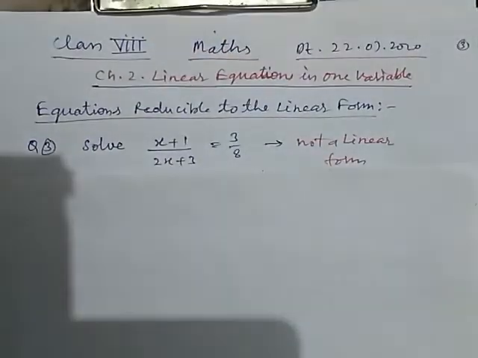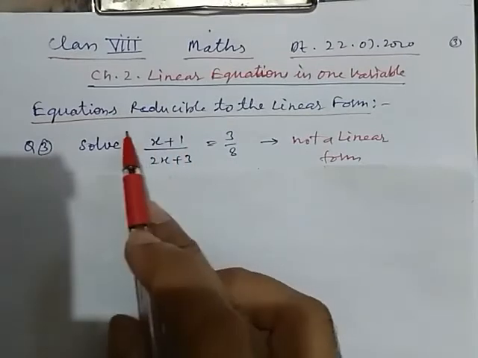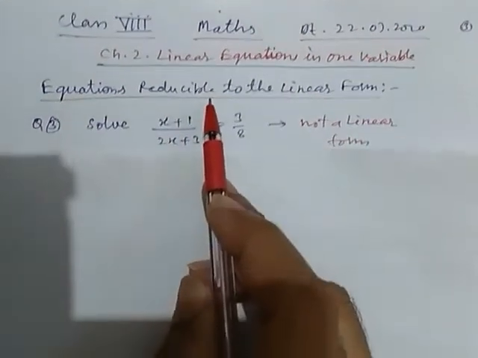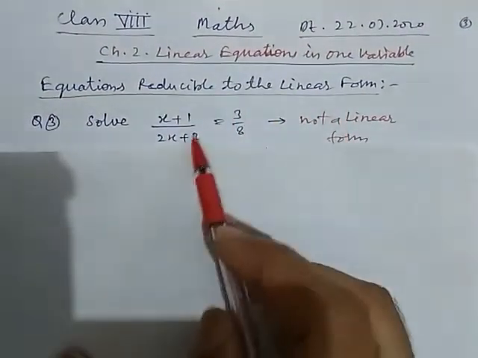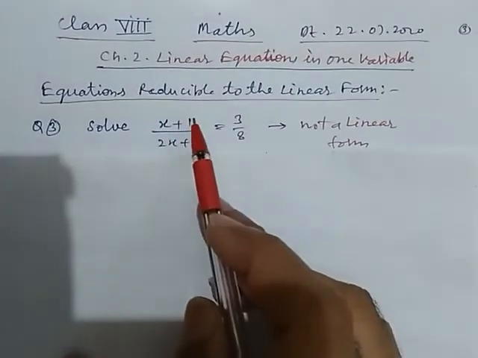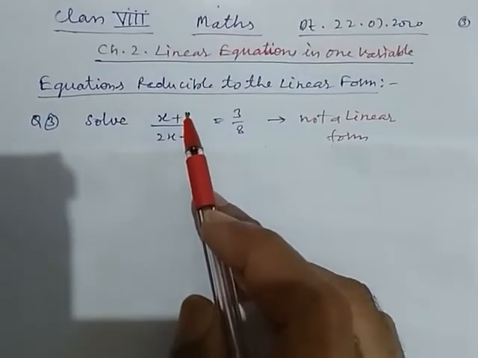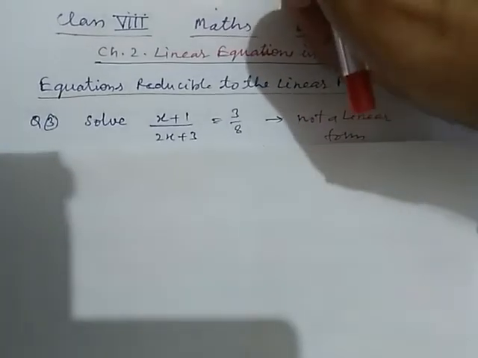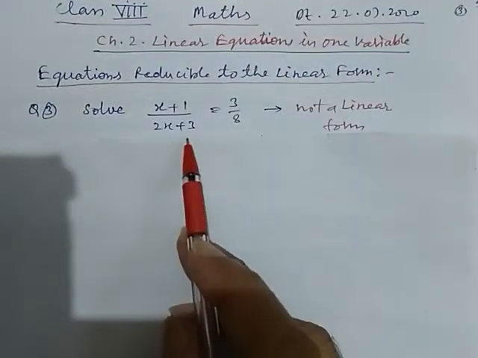Here we take equations reducible to linear form. Here this is not a linear form. Okay. This type is not a linear form here. So first we make them linear.